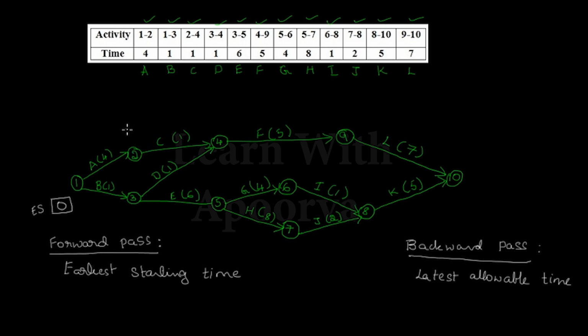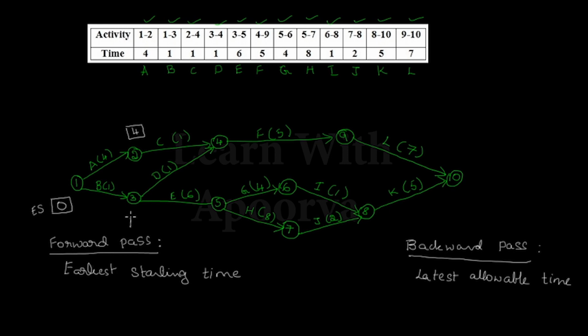To calculate the earliest starting time for node 2, we are going to add the previous node's earliest starting time with the duration of the activity. The previous node's earliest starting time is 0 and activity A's total duration is 4. So 0 plus 4 will be 4, which is the earliest starting time for node 2. After 2, let's go to node 3.